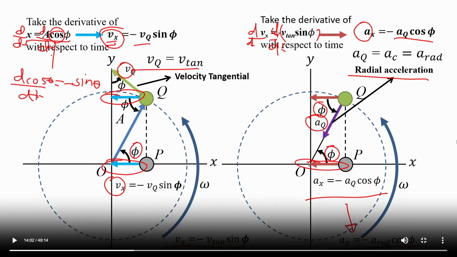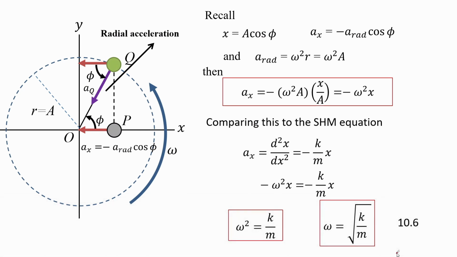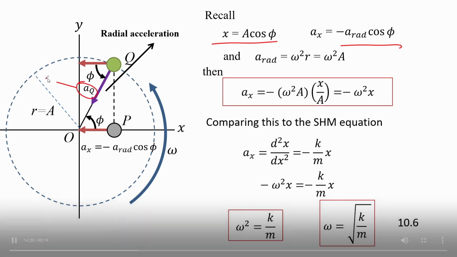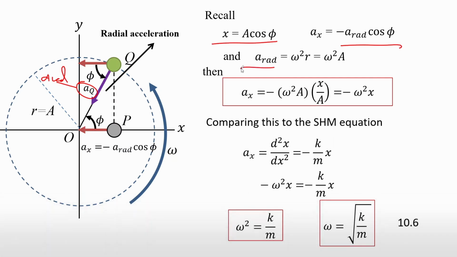So what do we do here? We look at the expressions: the position x is equal to a cosine phi, and ax is equal to negative a radial cosine phi. We know that a radial, if you remember circular motion, is equal to omega squared times r.